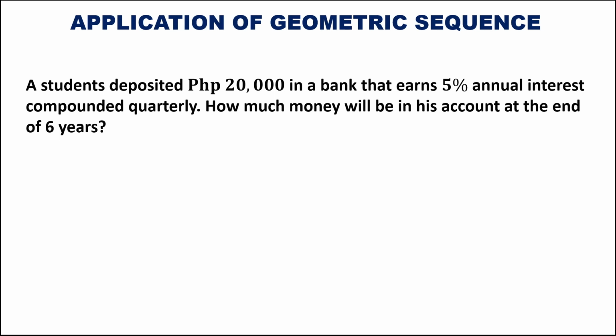Then for this problem, so students deposited 20,000 pesos in a bank that earns 5% annual interest, then compounded quarterly. So how much money will be in his account at the end of 6 years? So again, since we have this given rate, so therefore this problem is a geometric sequence. So using this formula, then first we need to list all the given.